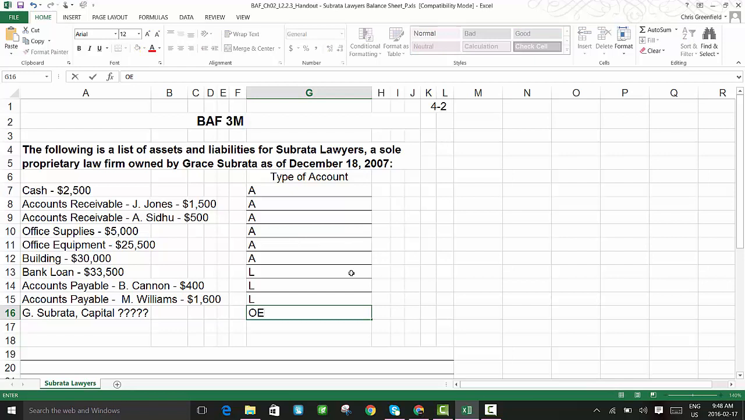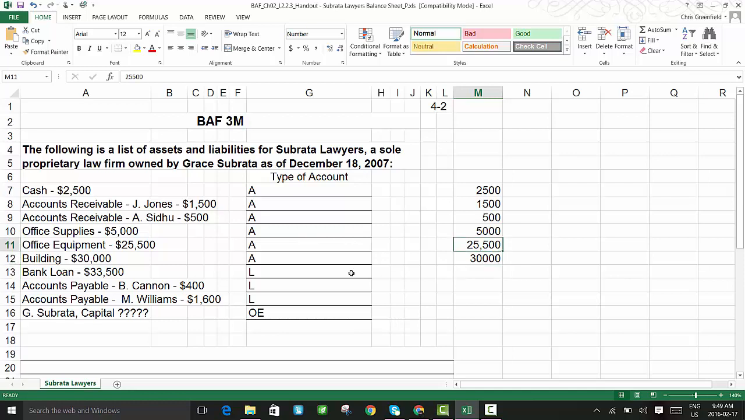Before we can go on, we don't know the value of this, whereas we know the values of all these other things. So we're going to have to do a little bit of math. I'm going to go over here and use the magic of Excel to figure this out. We have $2,500 worth of cash. We have accounts receivable for $1,500, another one for $500. Office supplies worth $5,000. Office equipment worth $25,500. Our building worth $30,000, and that's the end of those.